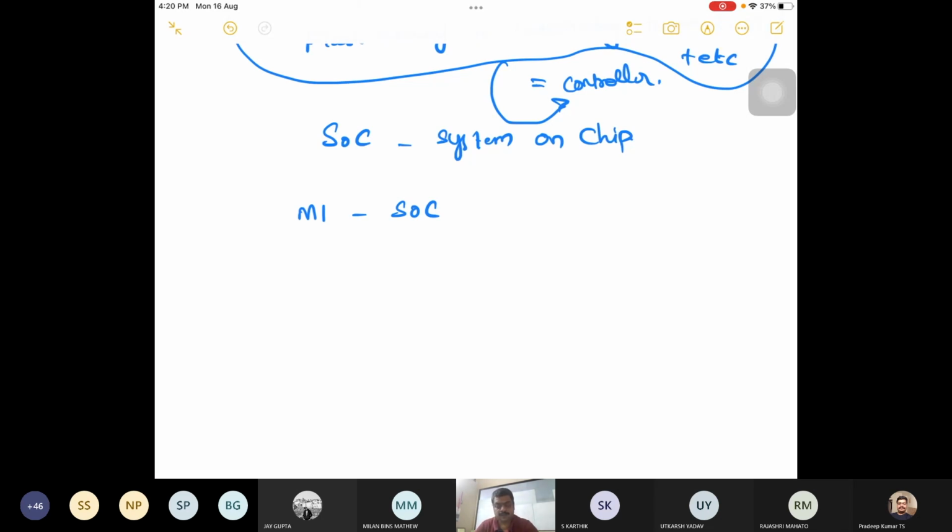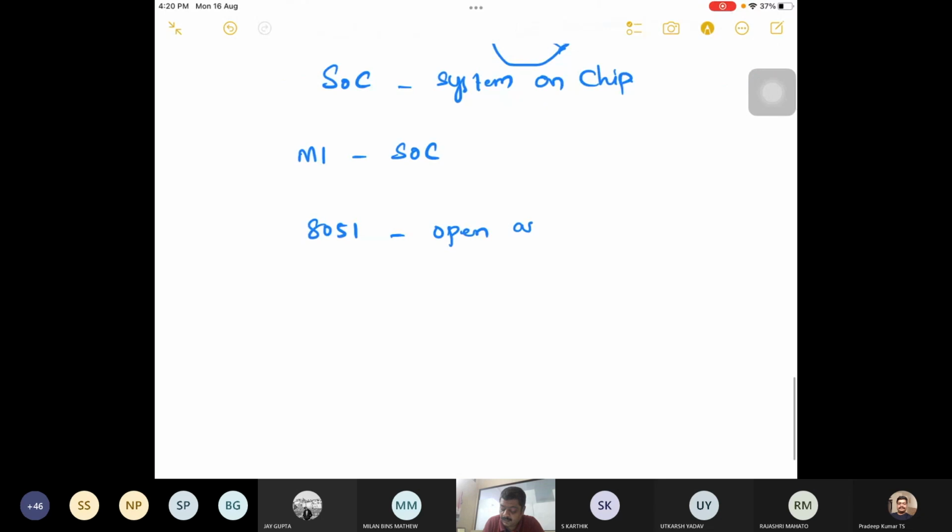So that's how the processing has evolved, von Neumann and the Harvard architecture. Embedded systems follow Harvard, whereas desktop systems follow von Neumann. Now when I come to this 8051, Intel 8051, it is an open architecture. Open architecture means the source code is free. So 8051 is an architecture whose source code is free.